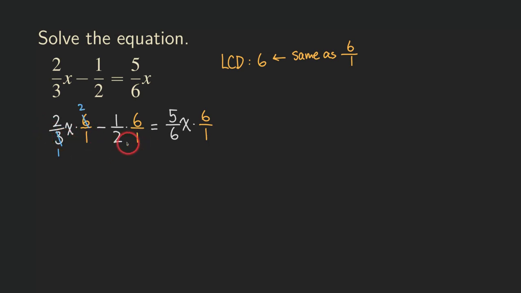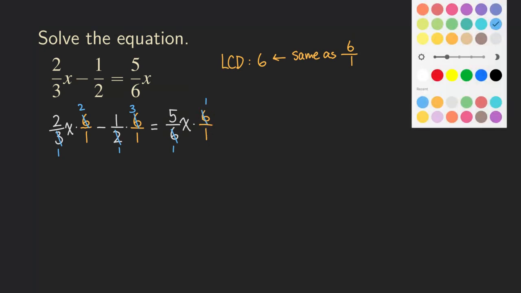Now, what about this one? The second term here, the 2 becomes a 1 because we are dividing top and bottom by 2. And then the 6 divided by 2, we are going to get a 3. And then for the term on the right-hand side of the equation, the 6 becomes a 1 because we're dividing by 6, and when we divide the 6 in the numerator by 6, we also get 1.